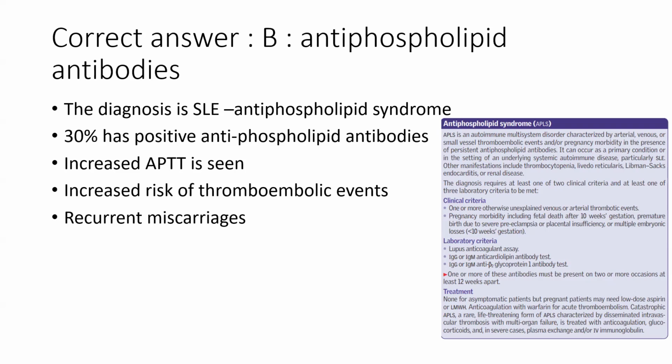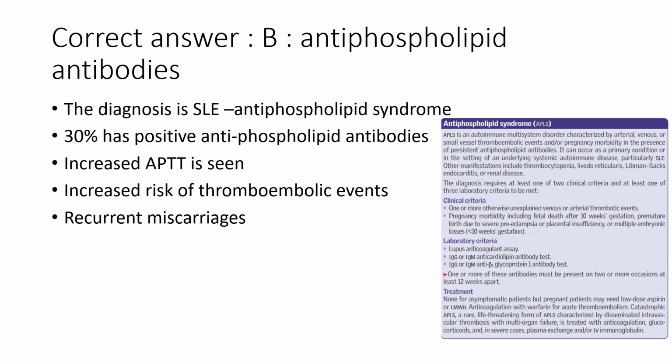The diagnosis requires at least one of the two clinical criteria and at least one of the three lab criteria to be met. Clinical criteria wise, one or more of otherwise unexplained venous or arterial thromboembolic events or pregnancy miscarriages after 10 weeks of gestation. So definitely our patient is satisfying one of the criteria. To diagnose further, we need the antiphospholipid antibodies, which is the anticardiolipin or the lupus anticoagulant, let's say, and that's why we need to get the diagnosis of antiphospholipid syndrome in context of SLE for this person.